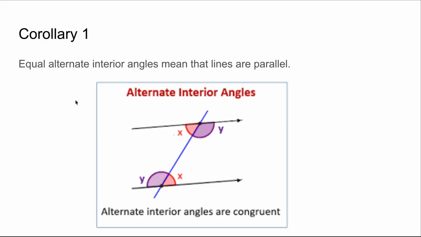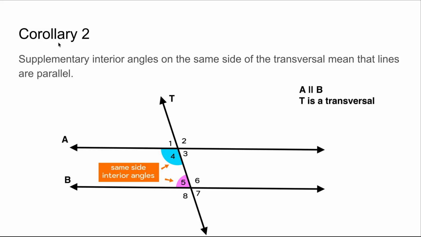Okay, corollary number 1, equal alternate interior angles mean that lines are parallel. So if you have these congruent angles, you measure and you see, oh, x is the same as x on this side, then you know the lines are parallel. Corollary number 2, supplementary interior angles on the same side of the transversal mean that lines are parallel. So if you find that angle 4 and 5 add to 180, you know that A and B are parallel.